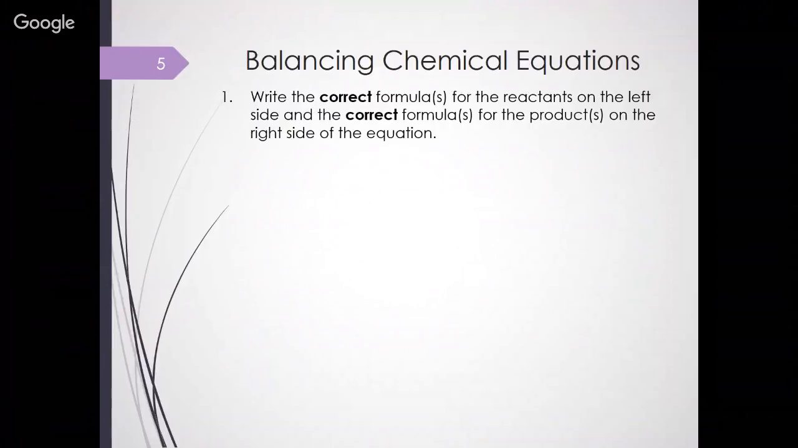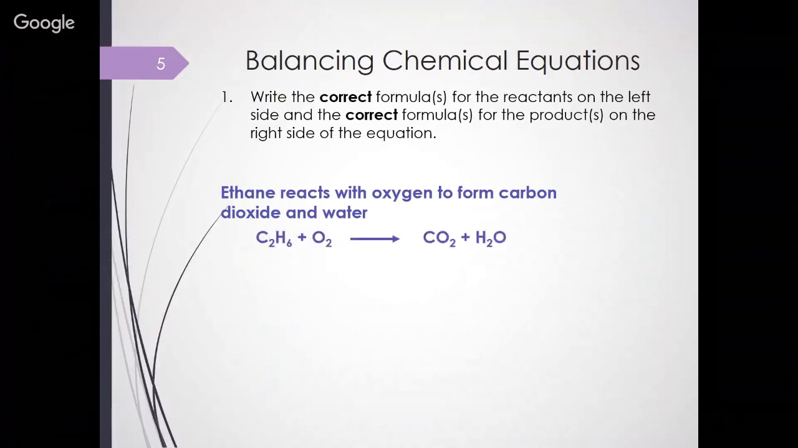So how do we go about balancing a chemical equation? First thing you have to do is make sure that you have the correct formulas and that we're putting the reactants on the left and the products on the right. So, for example, ethane reacts with oxygen to form carbon dioxide and water. Ethane is a type of hydrocarbon, so I wouldn't expect you guys to know that. I'd give you that formula. However, we should know what oxygen, carbon dioxide, and water are.